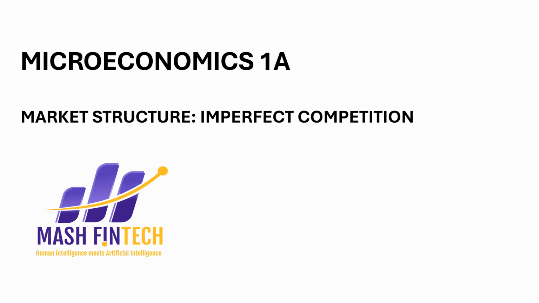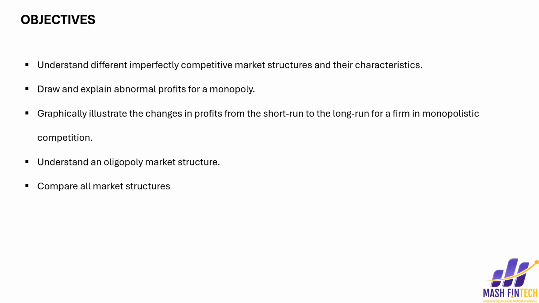So today we are going to continue with our analysis of market structure, particularly focusing on imperfect competition. By the time we are done with this session, you have to understand what imperfect competition is. You have to understand the different market structures at this level: oligopoly, monopolistic competition, and monopoly. Be able to draw these graphs in the short run and in the long run and be able to compare all these market structures. I hope you will enjoy this session. All right, let's get into it.